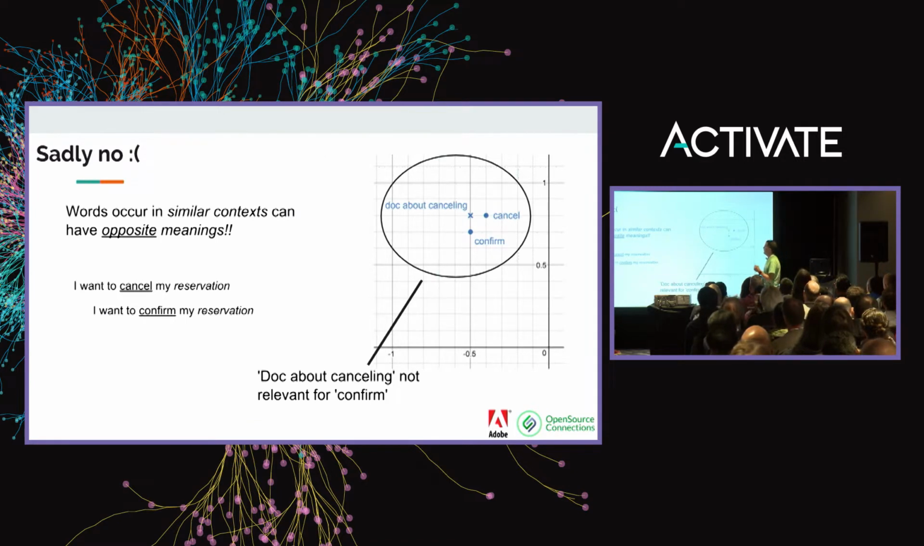Unfortunately, this is an invalid assumption. Sadly, there are many things that share similar context but actually have opposite meanings. And this is a key lesson when you're getting started with something like Word2Vec and Doc2Vec and all those. Cancel and confirm, this is a very classic chatbots use case that you see a lot. I want to cancel my reservation. I want to confirm my reservation. The exact same context, talking about reservations, but very much the opposite meaning. So this is not the silver bullet we want it to be.